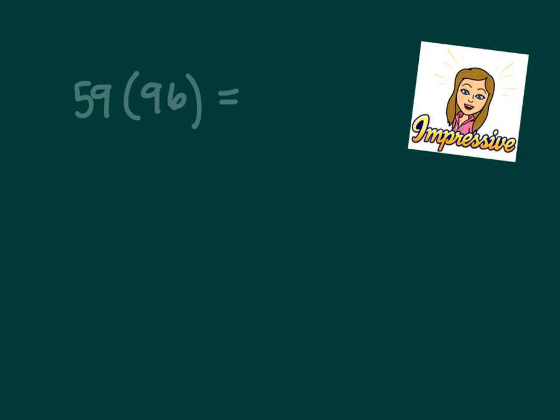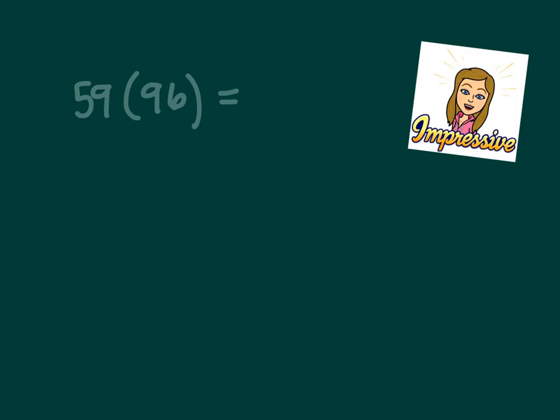I have one more example to show you, again, of finding the estimate and the exact answers. So this problem is 59. Remember when it's next to parentheses like this, right next door, that means times 96. So the first thing I'm going to do is find the estimate.